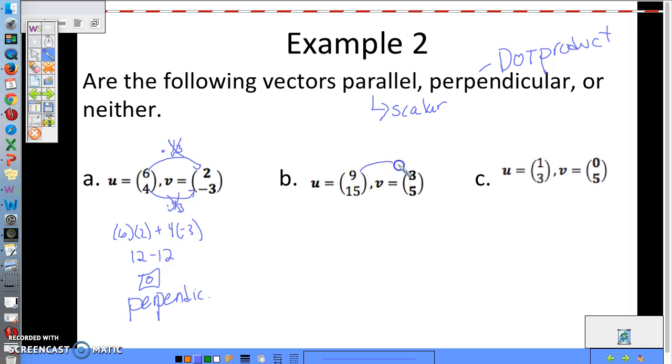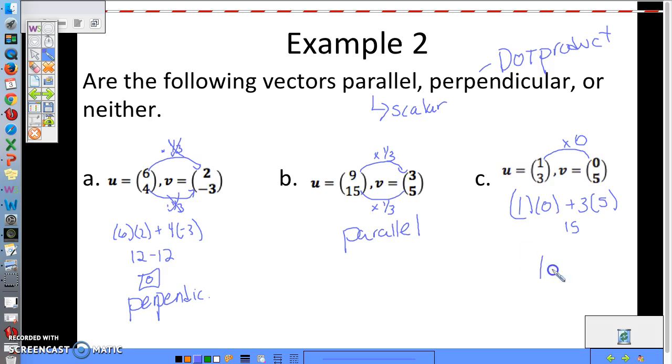For this next one, 9 to 3, we divide by 3, so that's like multiplying by 1/3. Divide by 3, so times 1/3. So these are parallel. And let's see this one, this would be times 0, so it's not that. So the dot product, 1 times 0 plus 3 times 5. That's 15, so it's not perpendicular, so it would be neither. Because to be perpendicular, the dot product has to be 0.